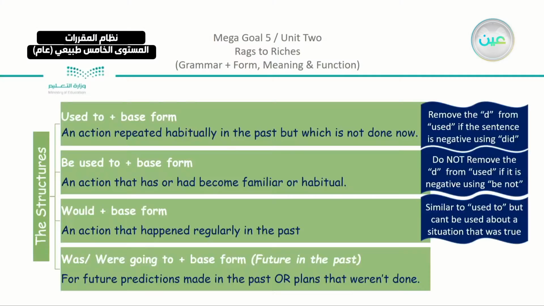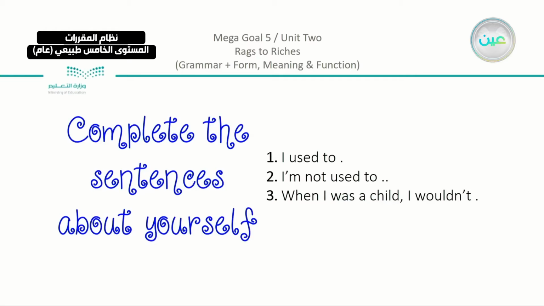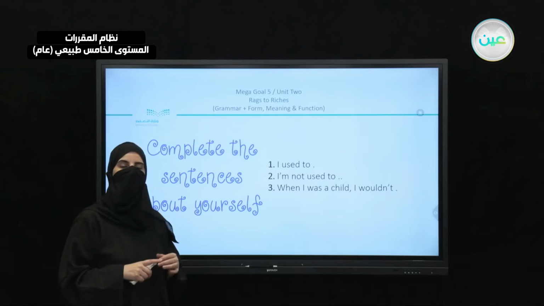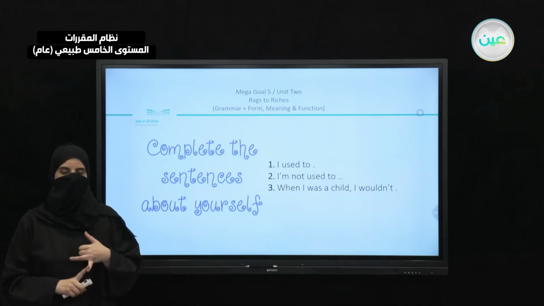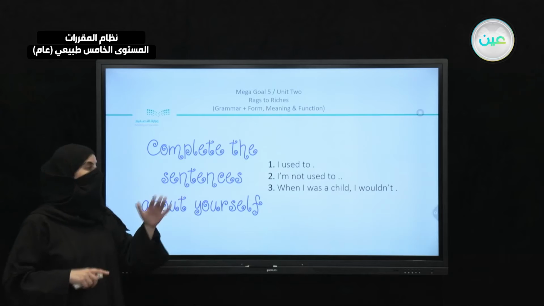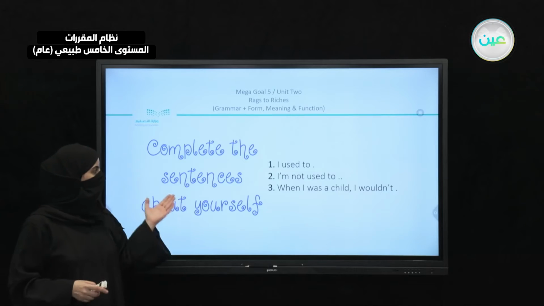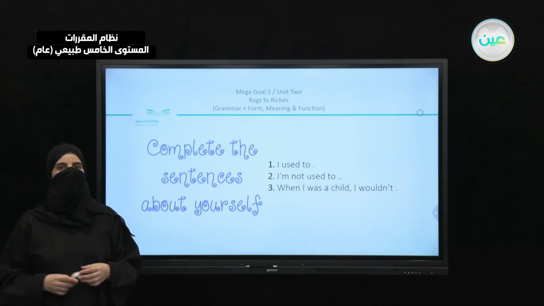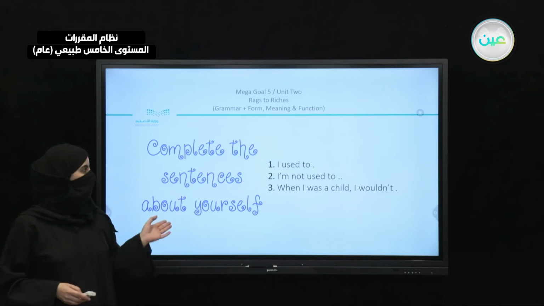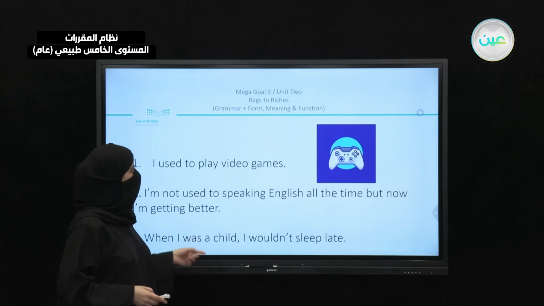Now we're going to see what we have here for exercises. First of all, let's start with something light. We have here: complete the sentences about yourself. You can use either I used to, or I'm not used to. We have here, when I was a child, I wouldn't, and so on. I have my examples ready here. We have the first one.